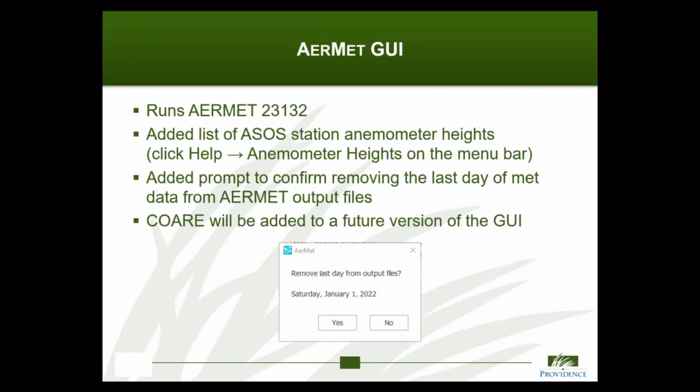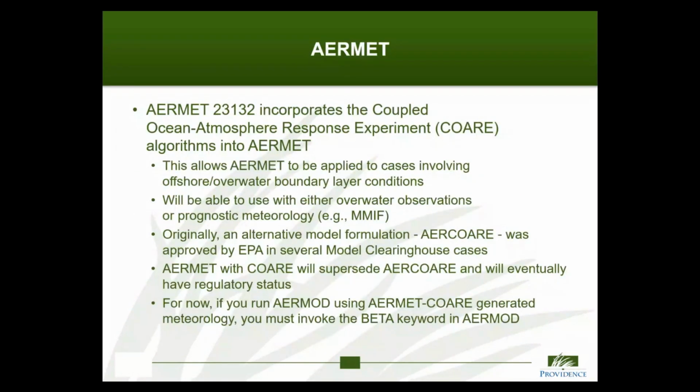In AirMet version 23132, the big thing there is that it now includes something called the Coupled Ocean Atmosphere Response Experiment, or CORE. And this allows AirMet to be applied in any cases where you have to worry about offshore or overwater boundary layer conditions. And you'll be able to use this algorithm with either direct overwater observations or via prognostic meteorology, such as the Mesoscale Model Interface, or MMIF.